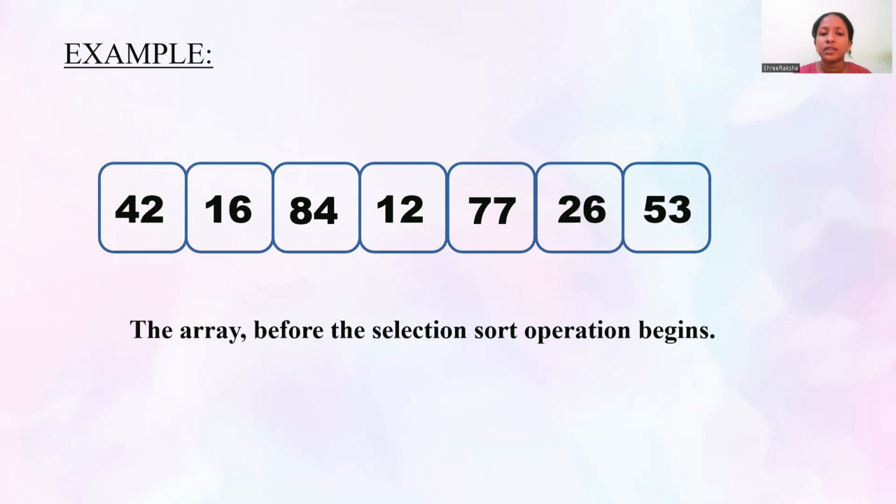Initially, the array size n is equal to 7. The elements are A of 0 equal to 42, A of 1 equal to 16, A of 2 is 84, A of 3 is 12, A of 4 is 77, A of 5 is 26, A of 6 is 36. This is an unsorted array. Let's begin the selection sort.